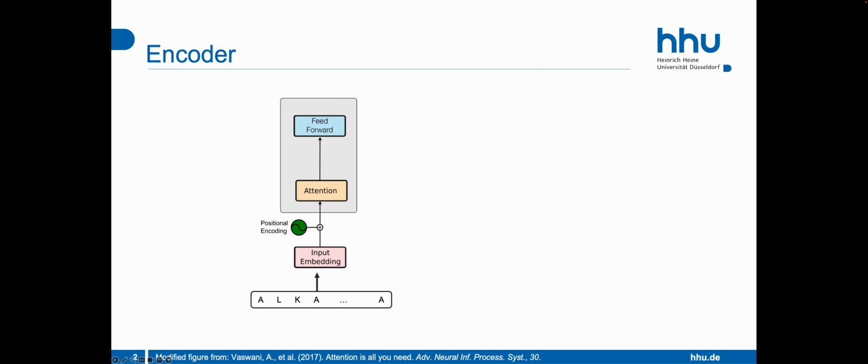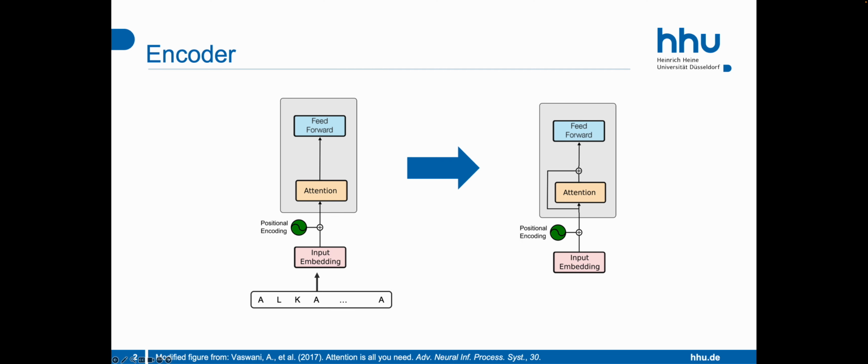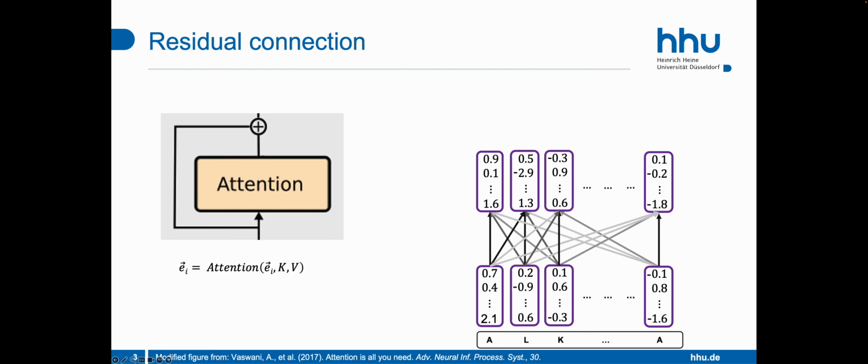Here you see the encoder from the last video that takes as its input an amino acid sequence of a protein, where we encode every amino acid as a separate token. The first thing that we add to this encoder is a so-called residual connection around the attention block. On the next slide, we will look at what this is. So far, you see the process that we already know.